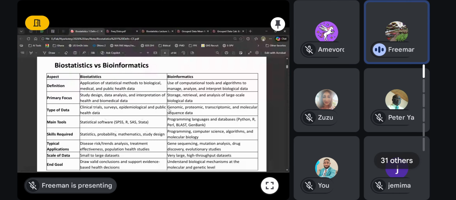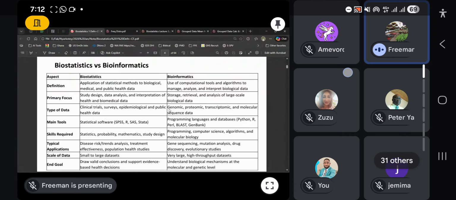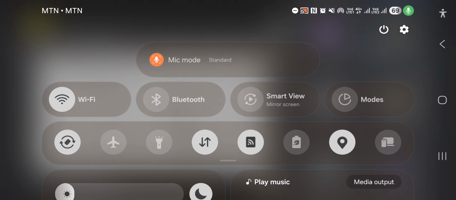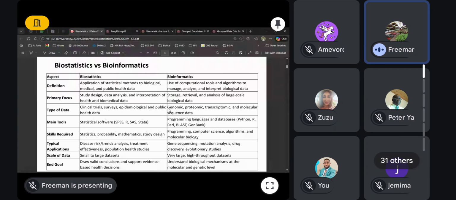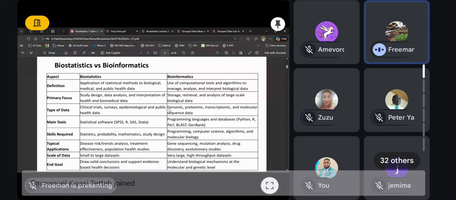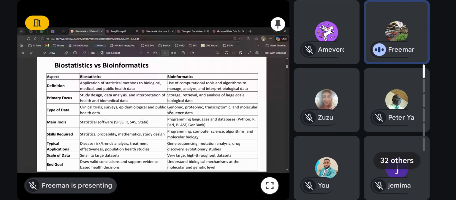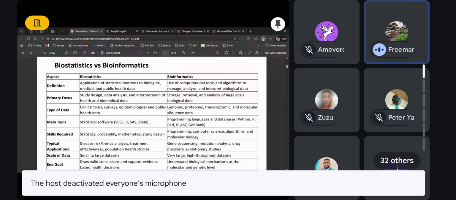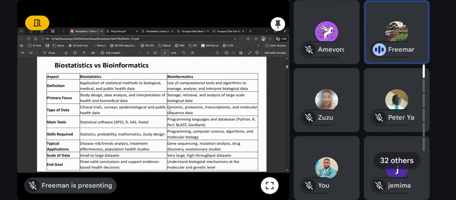So let's see the definition. We say biostat is what? It's a statistical method that is applied to biological, medical, or public health data. Statistical methods or application of statistical tools in the field of public health, medical, or biological data.